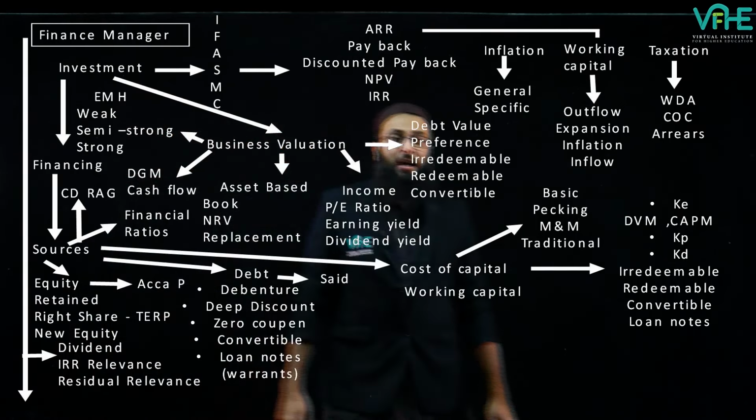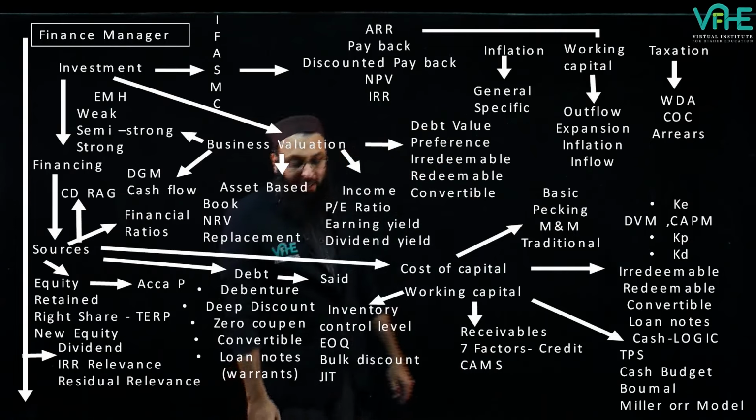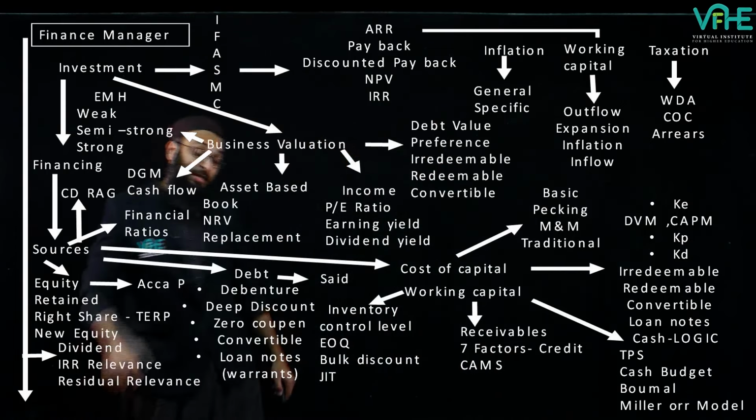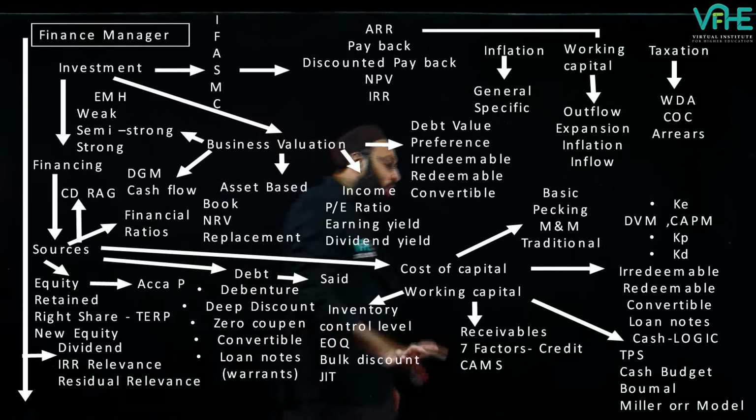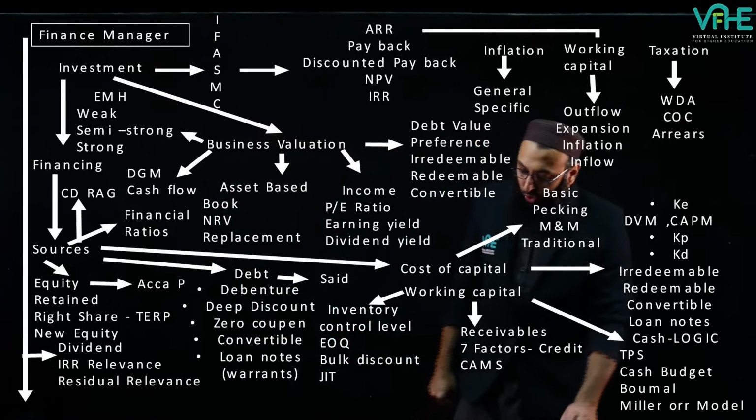So let's start first with inventory. In the case of inventory, it is important to manage inventory at the day-to-day level. So you have economic order quantity, known as EOQ.